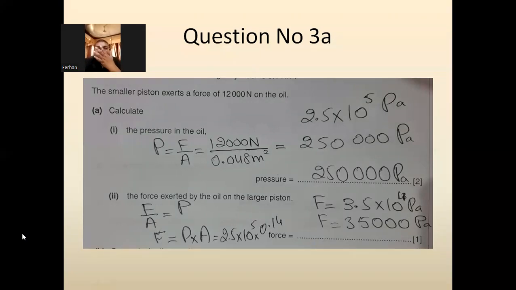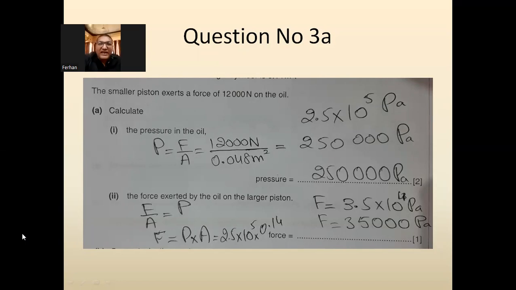Hopefully you understand. Then he says, the force exerted by the oil on the larger piston, you see, that's Pascal's principle. Whatever pressure is created in the oil on one end, the same pressure is transmitted to the other end. So whatever pressure is created in the oil by the smaller piston, the same pressure will be transmitted to the larger piston. So the pressure at the larger piston will also be 2.5 × 10^5 Pascal.